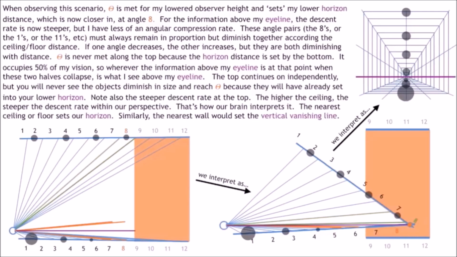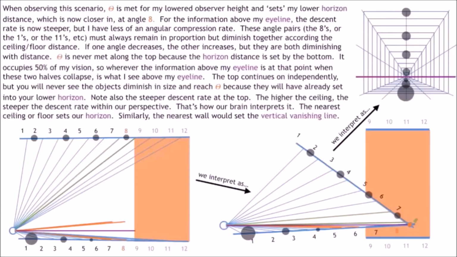It occupies 50% of my vision, so wherever the information above my eye line is at that point, when these two halves collapse, is what I see above my eye line in my perspective. The top continues on independently, but you will never see the objects diminish in size and reach theta along the top because they will have already set into your lower horizon. They are gone to your vision. Note also the steeper descent rate at the top. The higher the ceiling, the steeper the descent rate within our perspective.